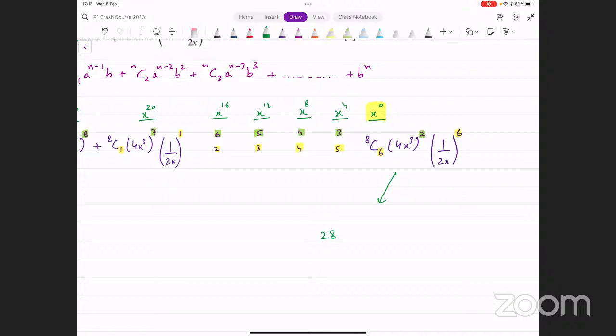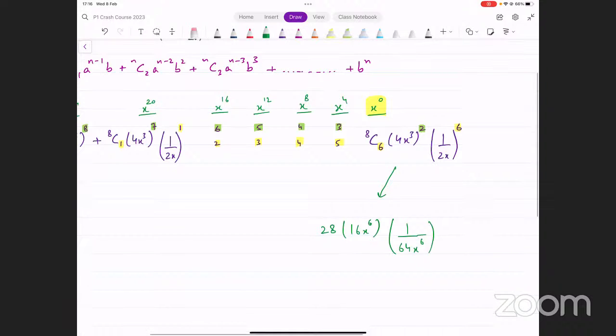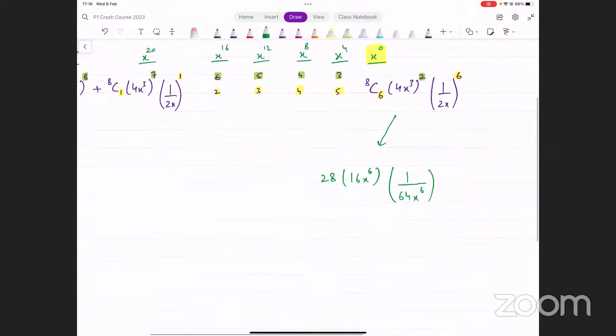Then 4x cubed whole raised to the power 2. That's going to be 16x raised to the power 6. 1 over 2x. So that's 1 over 2 raised to the power 6 is 64 into x raised to the power 6. X raised to the power 6 and x raised to the power 6 are going to get cancelled. And we're going to be left with 7 here. This is the term that we were looking for. We're looking for 7 here.